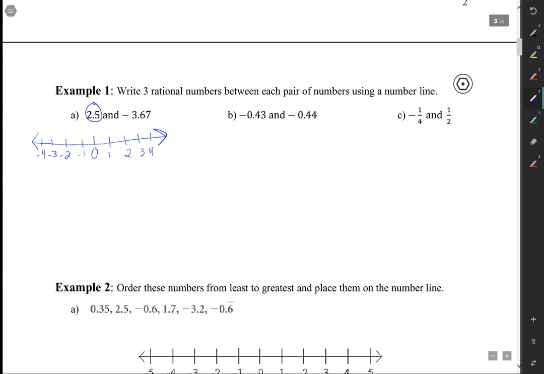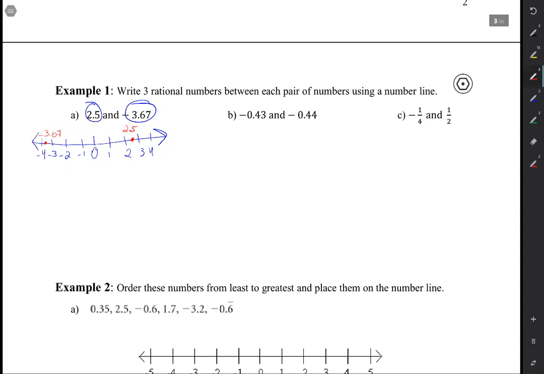So let's just begin by putting these two numbers on the number line. So 2.5, that's pretty easy. It would be right in between 2 and 3, and that's positive. So here's 2.5. That's a decimal point there. And then negative 3.67. So that'll be between negative 3 and negative 4, and it's almost like halfway. It's just a little more than halfway, right? Because halfway would be negative 3.5. So this is negative 3.6. So that would be approximately there.